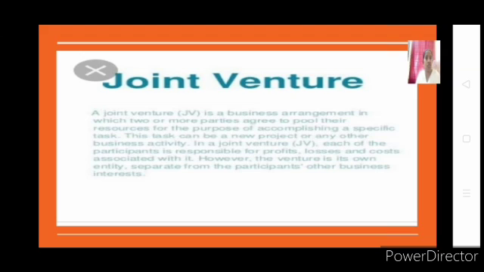In a joint venture, each of the participants is responsible for profit, loss, and cost associated with it. However, the venture is its own entity, separate from the participants' other business interests. For example, A and B are the businesses, and C will be a new business. So C will have a separate legal entity. In general we call this type of business a joint venture.